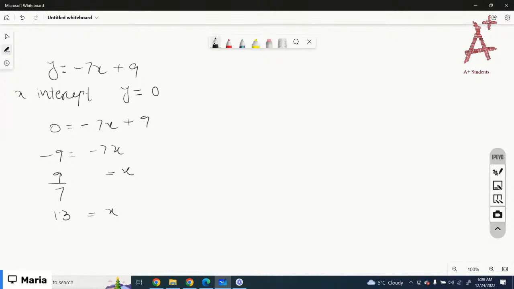Okay, then you have to find the y-intercept. For the y-intercept, we put x equals 0 in the equation. So just replace the x with the 0. Got it? So it would be y equals negative 7 times 0 plus 9. So y equals 9. So here is a point.